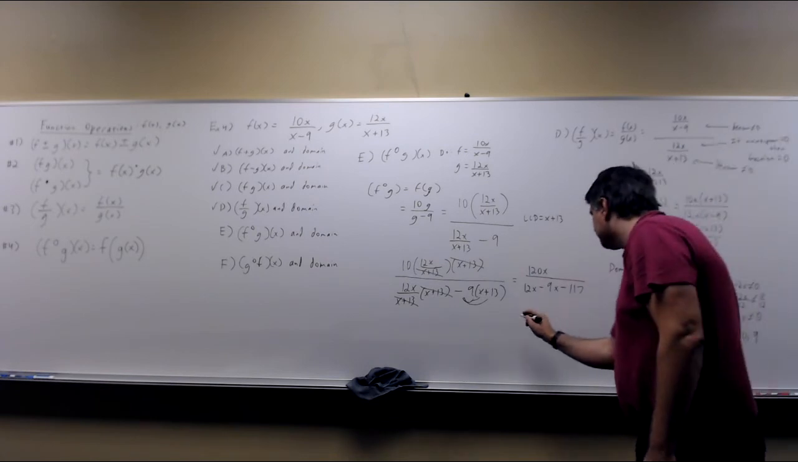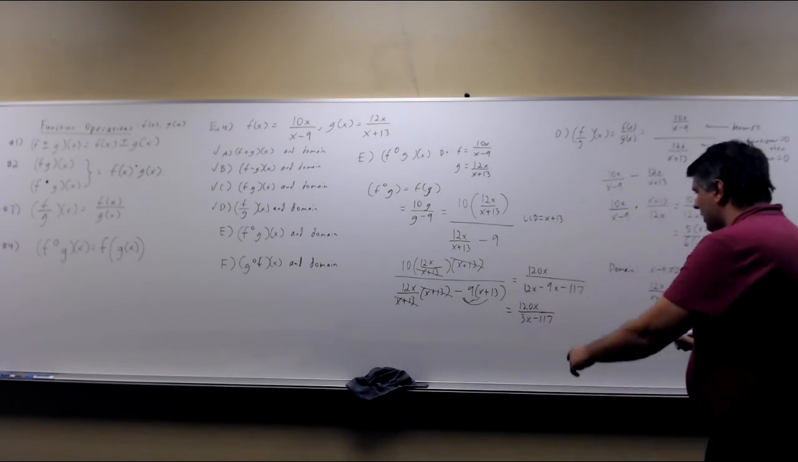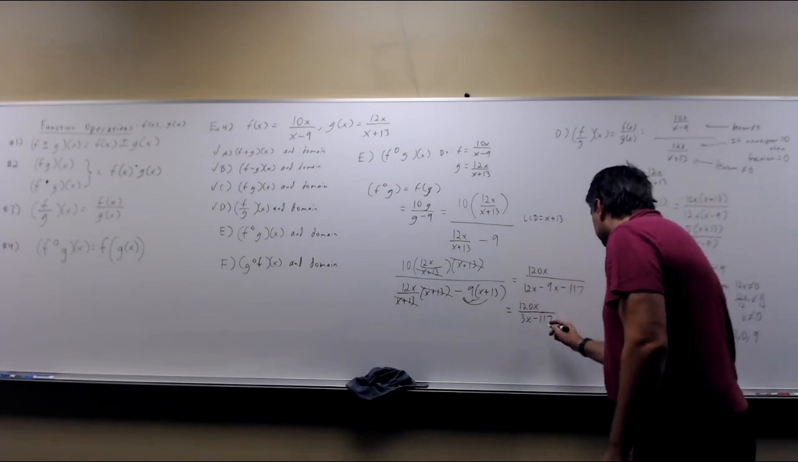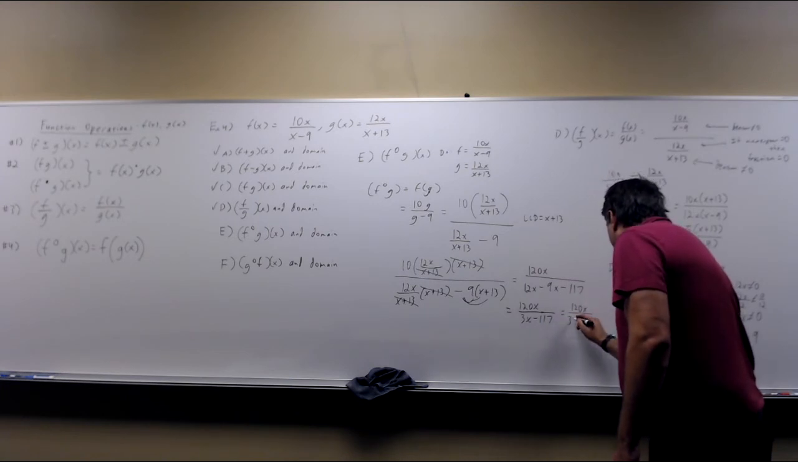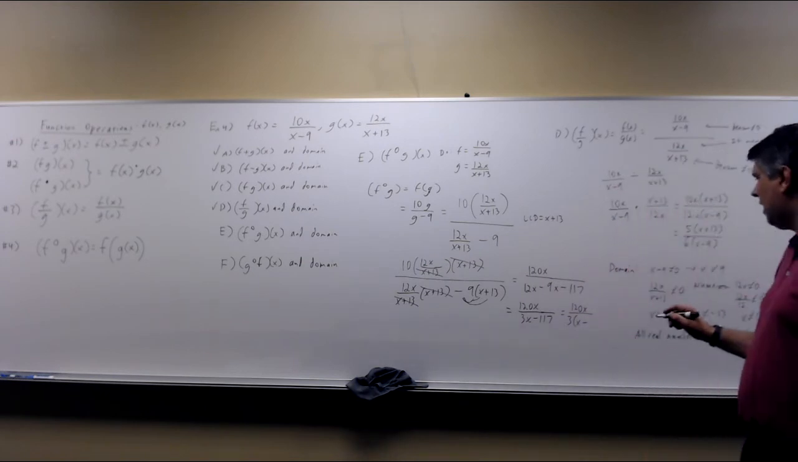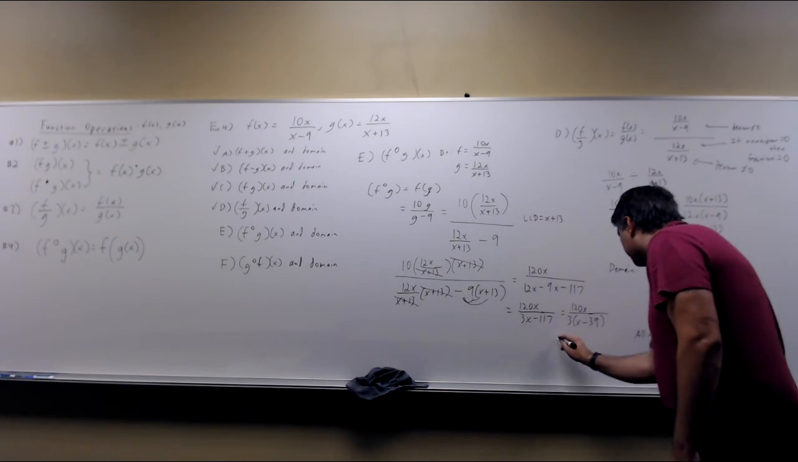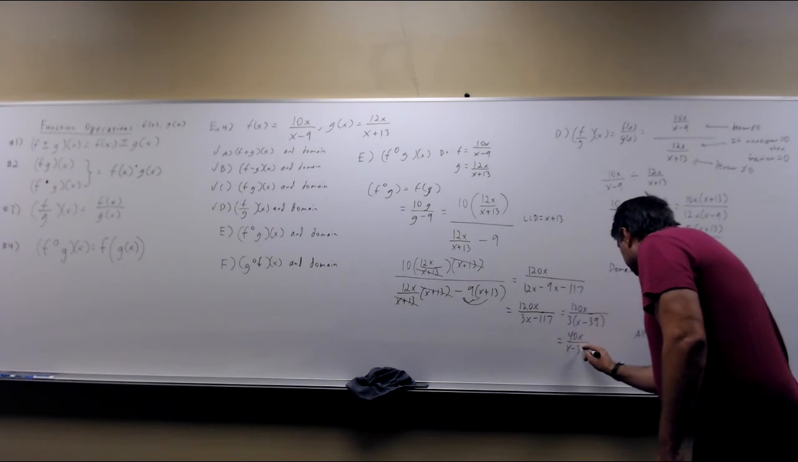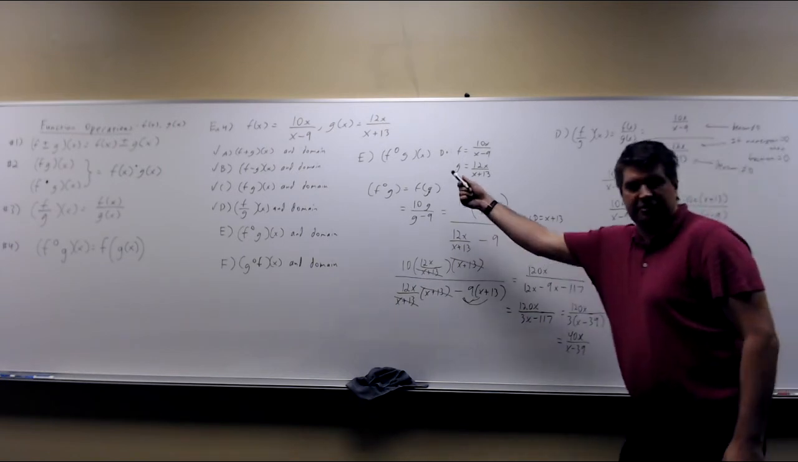Giving me 120x over 3x minus 117. These two terms are divisible by 3, and this is factorable as 120x over 3 times x minus 39. So those cancel, leaving me 40x over x minus 39. Okay, so that is f of g of x.